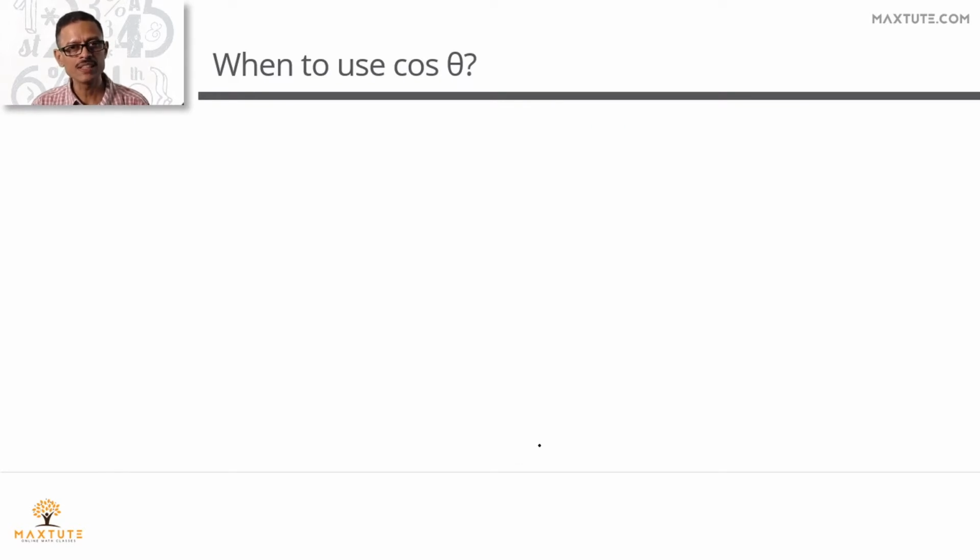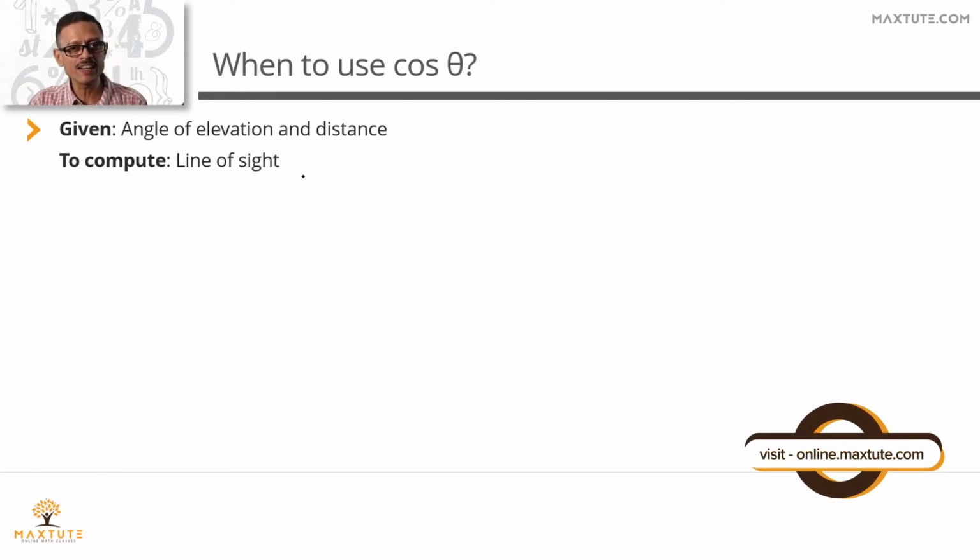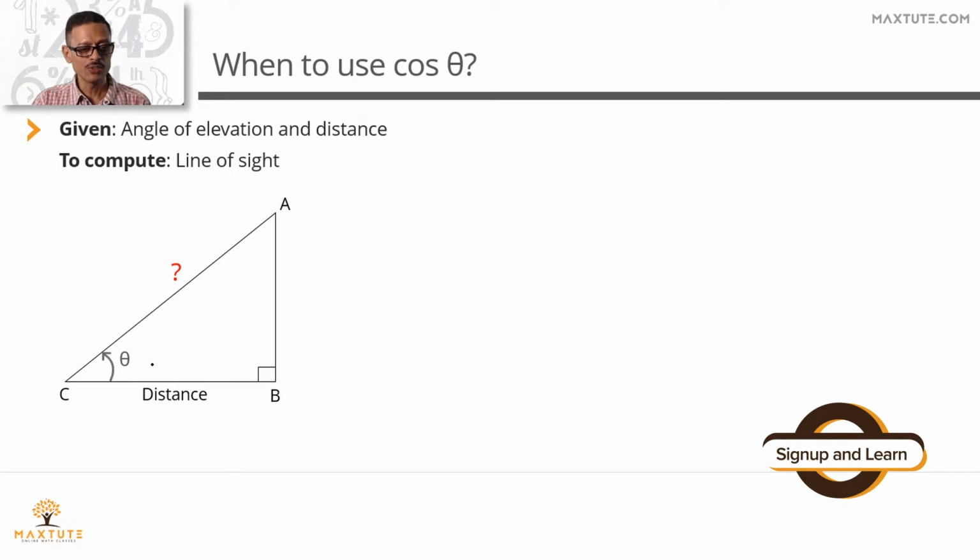Now let's look at when we'll use cos theta. We'll use cos theta if the angle of elevation is given to us and the horizontal distance is known to us, and what we actually need to compute is the line of sight. You know the angle of elevation, you know the horizontal distance. What you need to find out is the line of sight.